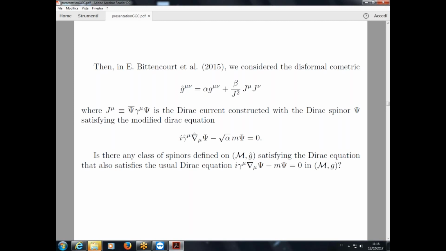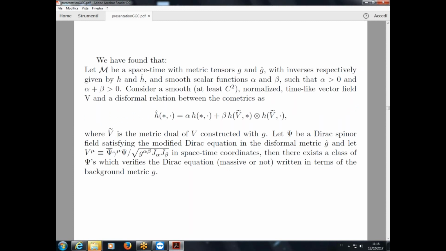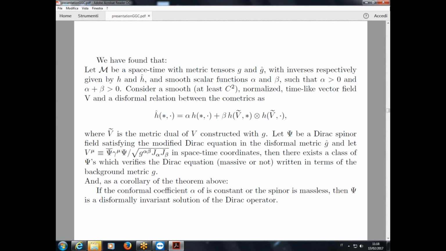So the question is, suppose that we have the modified Dirac equation, where the metric is given by this disformal metric. What are the conditions for the same spinor field to satisfy the Dirac equation in the background metric? The theorem is, okay, if you have this disformal metric, they're related by this, where V is the normalized Dirac current. So you have a class of solutions that keep this equation, the modified Dirac equation, invariant. As I said, if you have a massless spinor or the coefficient alpha is constant, then you can rescale the mass. You get this disformal invariance of the Dirac equation.